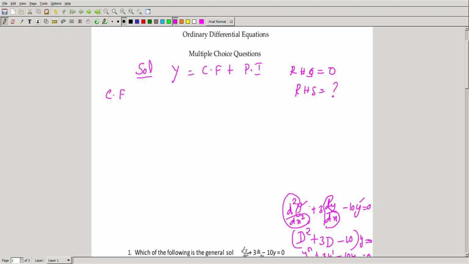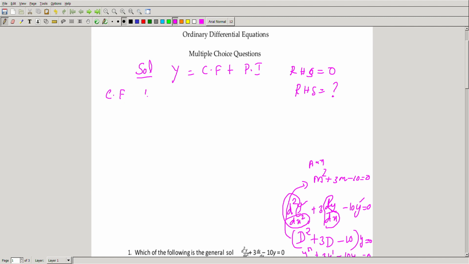To solve this equation, you have to write the auxiliary equation. The auxiliary equation: D square is converted to m square, so m square plus 3m minus 10 equal to 0. Once you solve this equation, we will get some factors. Based on the factors, we decide the type of complementary function.